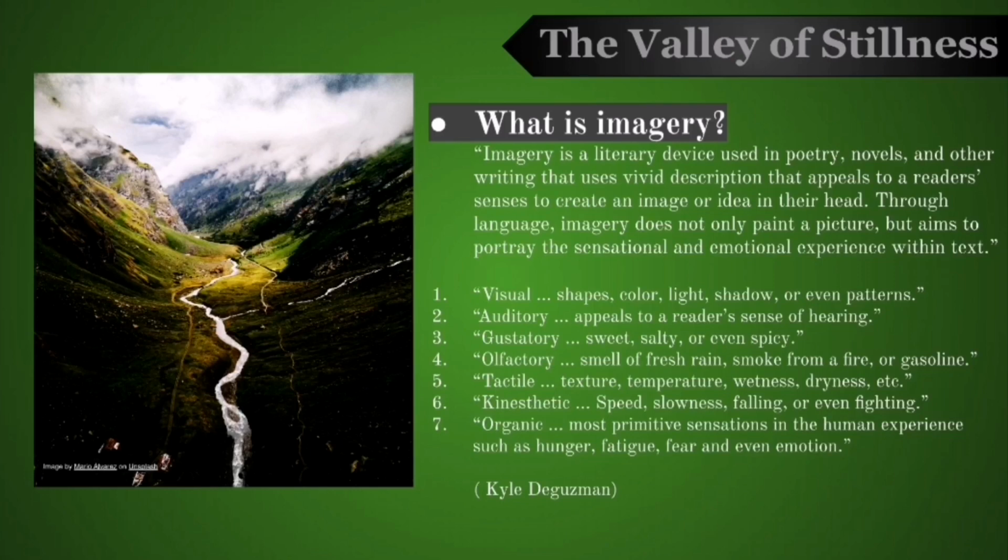Number 5, tactile imagery, related to textures, temperature, wetness, dryness, etc. Number 6, kinesthetic imagery, related to speed, slowness, falling, or even fighting. And the last one, organic imagery, related to the most primitive sensations in the human experience such as hunger, fatigue, fear, and even emotion.